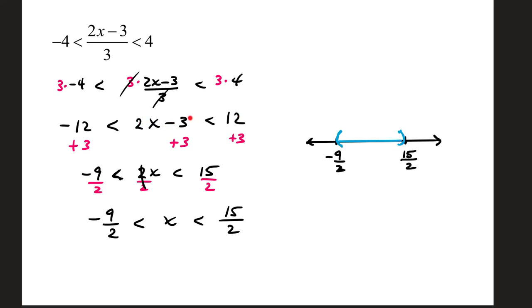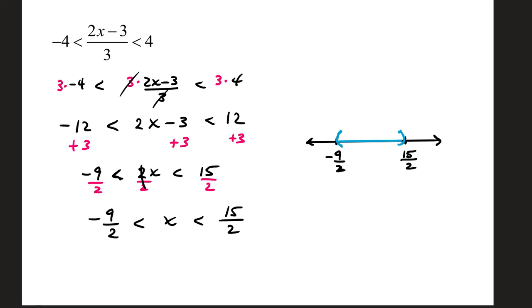Our goal is to get x by itself in the middle, add 3 to all sections. Negative 12 plus 3 is negative 9. 2x minus 3 plus 3 is 2x. 12 plus 3, that's 15. We're getting closer. Now, to get x totally by itself, you divide by 2. Negative 9 divided by 2. 2 divided by 2, that leaves 1x. 15 divided by 2.